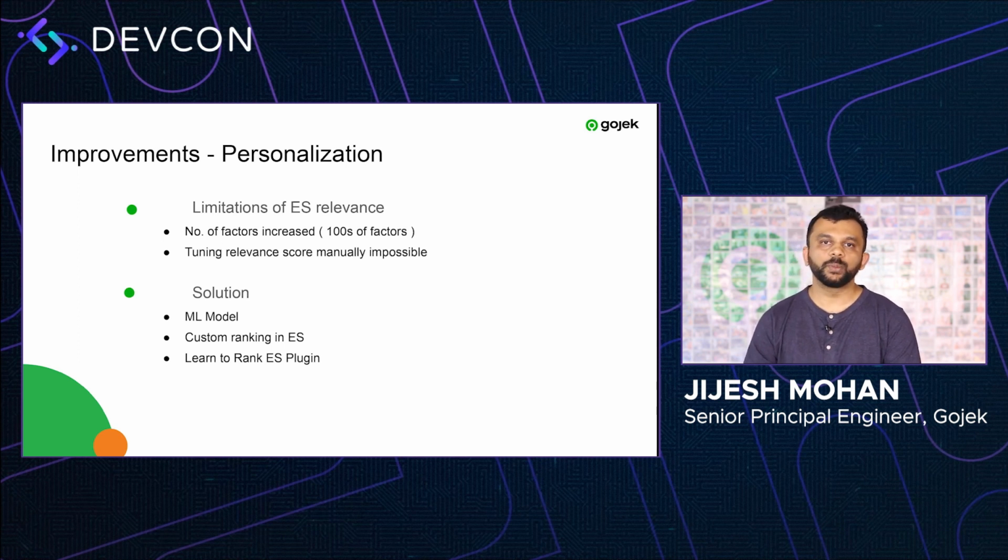So we have to add more and more factors to include in personalization. For example, what are the various orders a user did in the past, what time they have ordered, what type of restaurant they have ordered. All these factors need to be included if you want to do this kind of personalization.